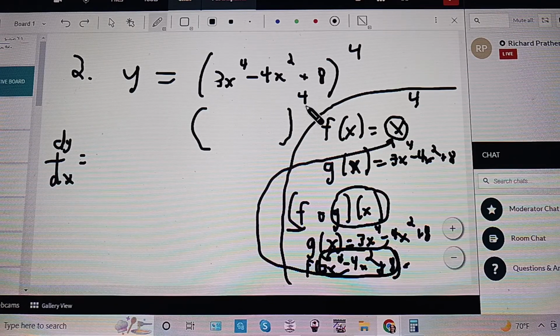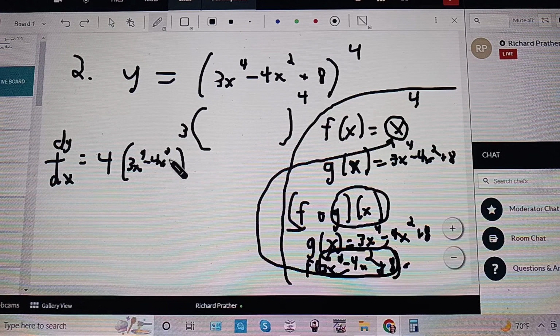That's the power rule. So the derivative of something to the fourth power is you do 4 times the something, and then you decrease the exponent by 1. You're really doing 4 times 1 is 4. You rewrite the base, and then you decrease the exponent by 1. So we're just going to rewrite the base.